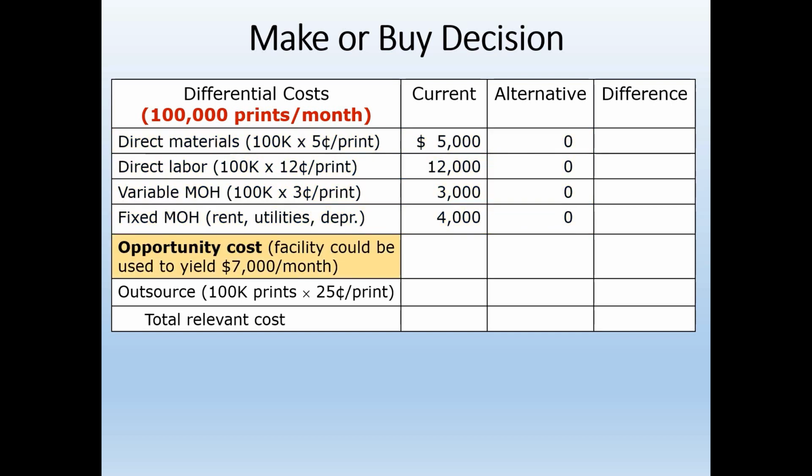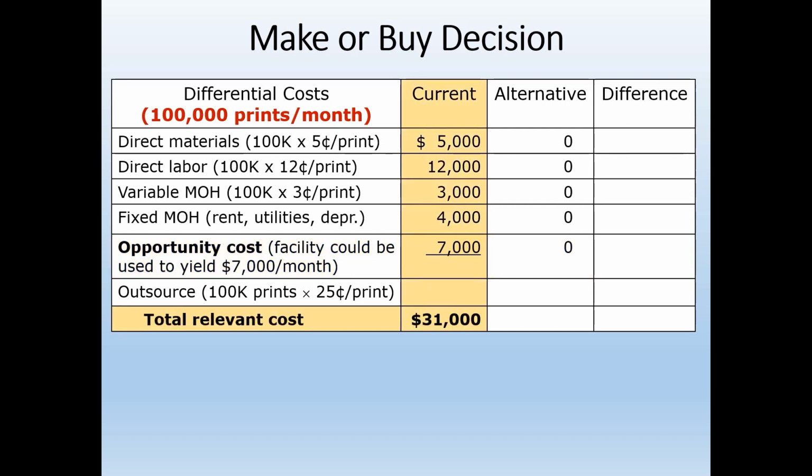But suppose that the firm could use the space that is currently occupied by the print department for some other function that would yield the firm $7,000 a month. In that case, we could consider that the firm is giving up that opportunity by continuing to make the prints. So that becomes an opportunity cost of making the prints. That wouldn't happen if the firm chose to outsource the prints.